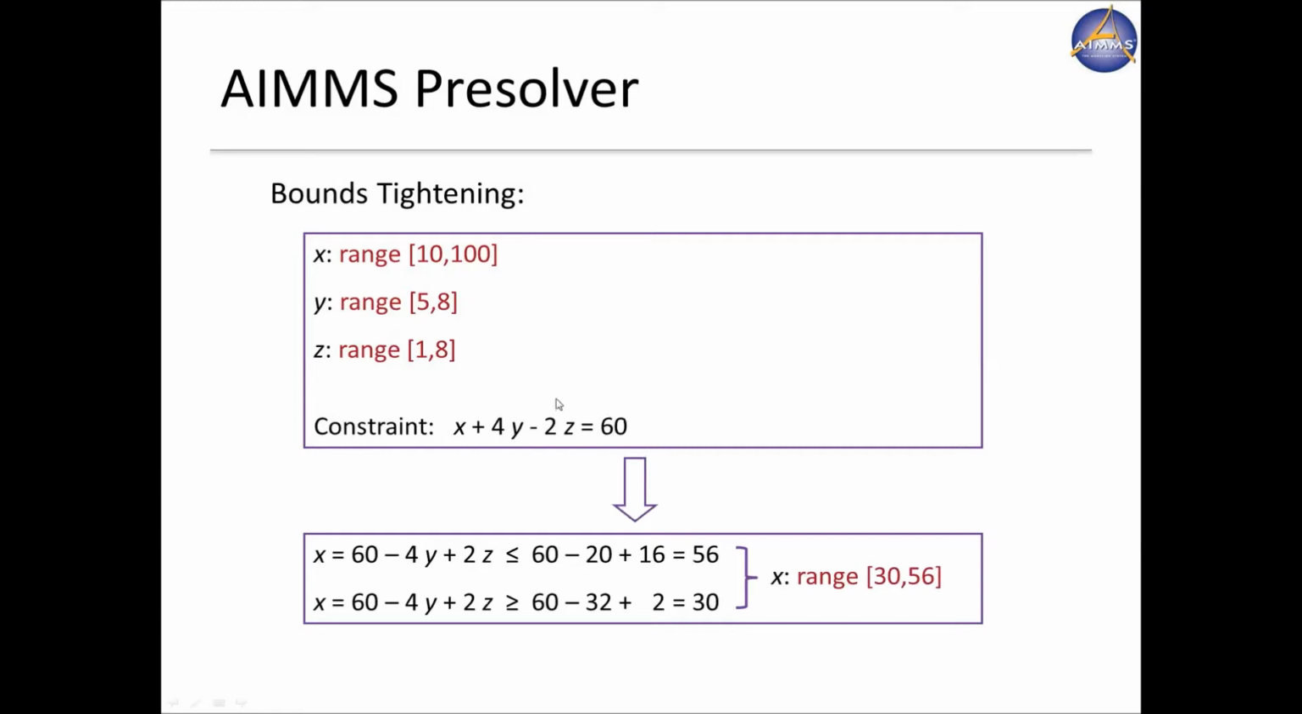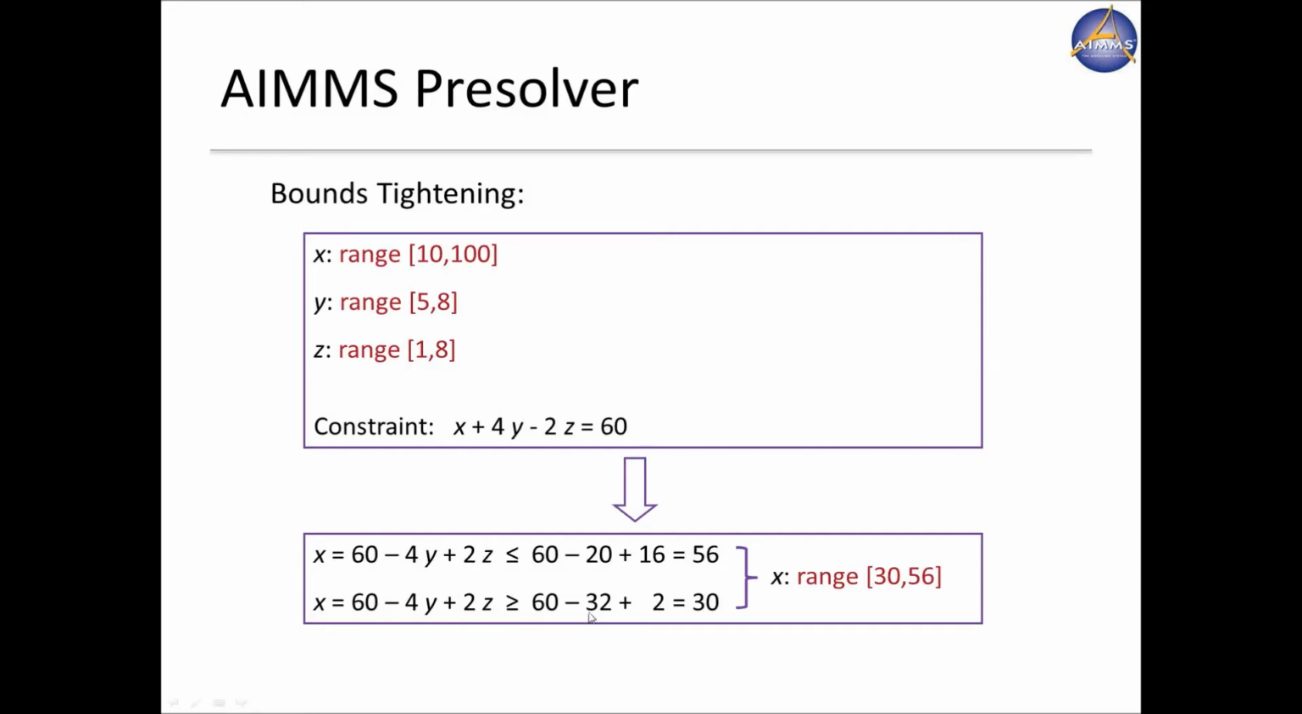Of course, because this equality holds, we know that x should be equal to 60 minus 4 times y plus 2 times z, which is smaller than or equal to 60 minus 20. So 20 is 4 times the lower bound of y, which is 5, so 4 times 5 is 20, plus 2 times the upper bound of z, which is 2 times 8, is 16. This gives you a new upper bound for x, which is 56, and in the same way we can construct a lower bound.